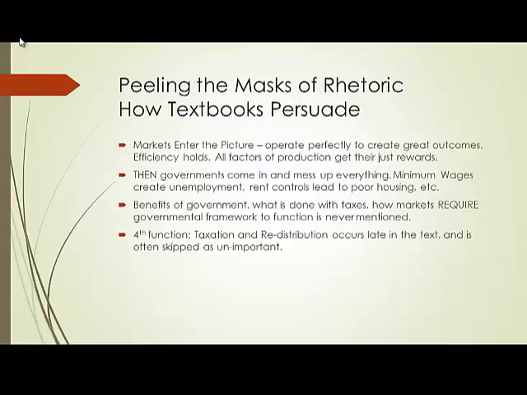Then the government comes in and messes everything up. They try to put in minimum wages to give equity to the laborers, and they end up creating more unemployment. They try to put rent controls to make sure that people have housing, and they end up creating shortages of housing. And so basically this is the picture which is created by the textbooks. So they create the idea that the government is evil.